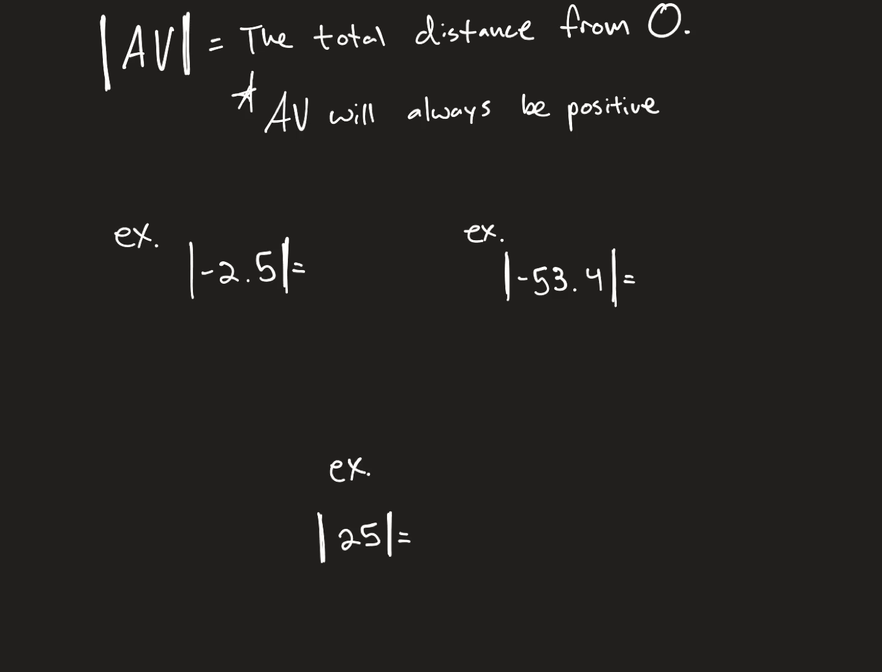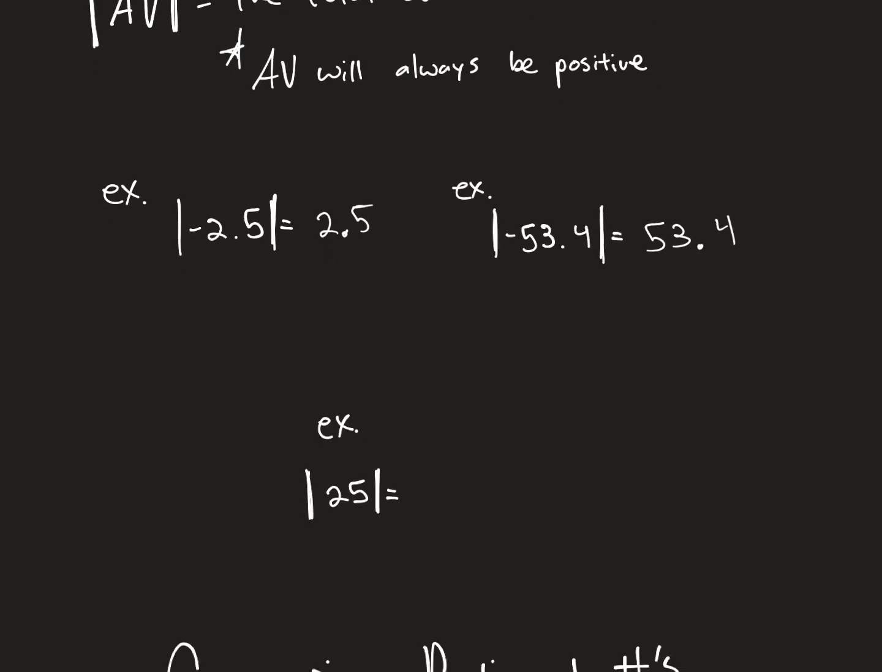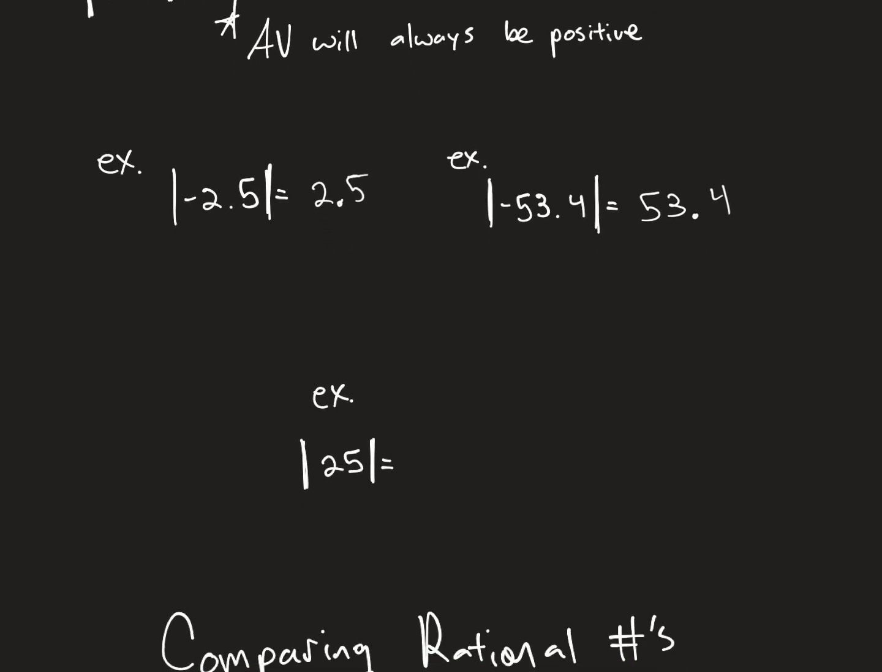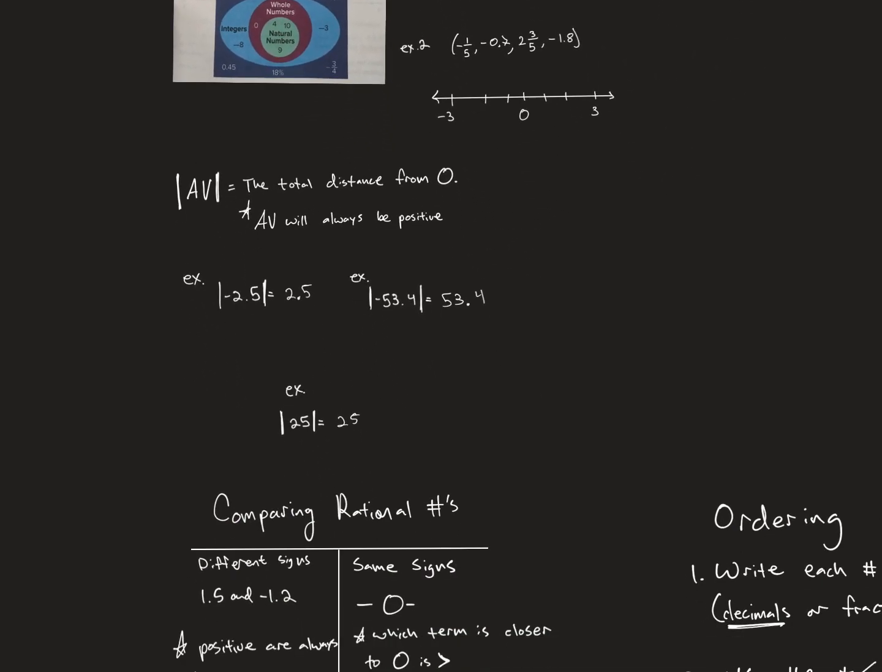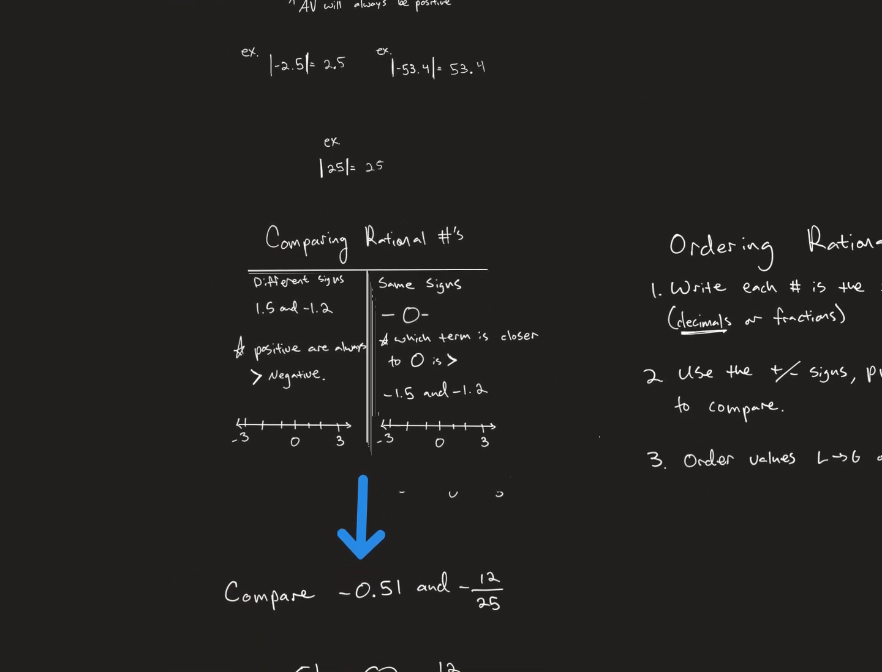Starting off, if we have negative 2.5, the absolute value would be 2.5. It's just the total distance it is away from zero. If we have negative 53 and 4/10, the absolute value would be 53 and 4/10. Everything's positive. The absolute value of 25 is just going to be 25, because it's always a positive number. So that is something that we want to continually practice.